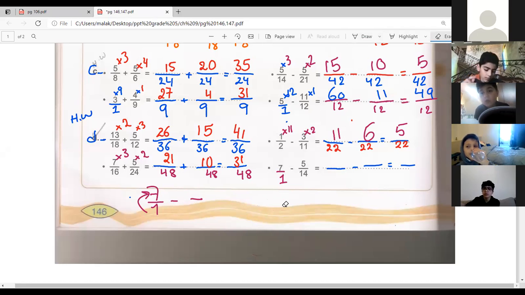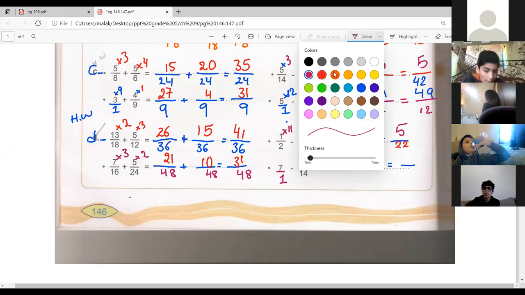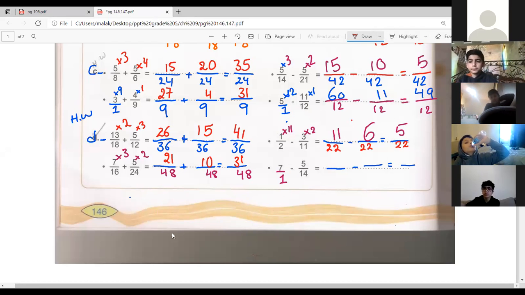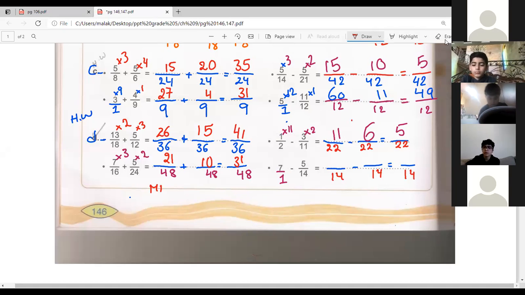7 over 1 minus 5 over 14. Which one is the common multiple between 1 and 14? Tell me, Haidar. Table 1, 14 for sure. Yes, 14. What shall I do in the next step? We write table 7, 14. Okay, so we wrote it and the common multiple is 14. Then what shall I do?